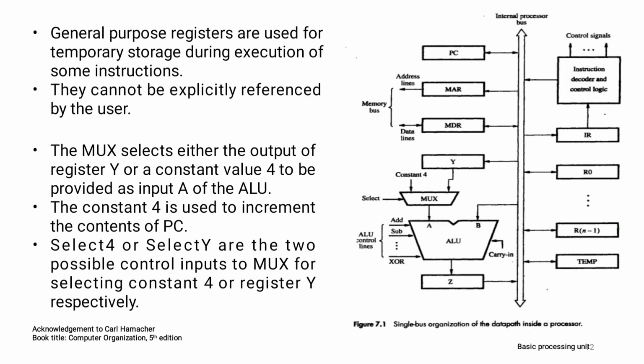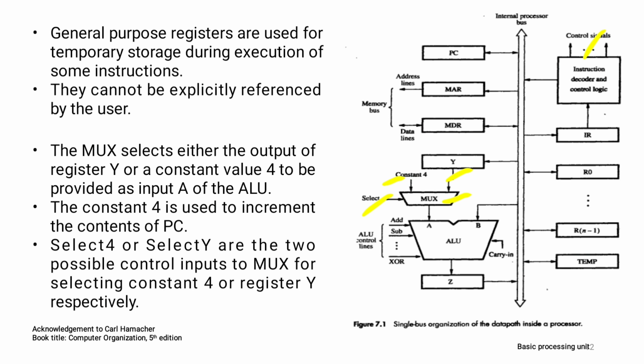The mux selects either the output of register Y or the constant value 4 to be provided as input A of the ALU. The constant 4 is used to increment the contents of PC. Select 4 or select Y are the two possible control signals to the mux for selecting constant 4 or register Y. So for the mux, select is the control signal sent by the control logic. If it is 0, Y will be selected. If it is 1, constant 4 will be selected. That is, by the control signal on the select line, any one will be selected.